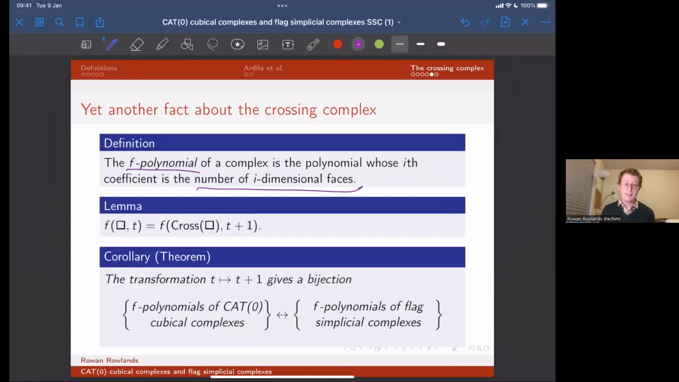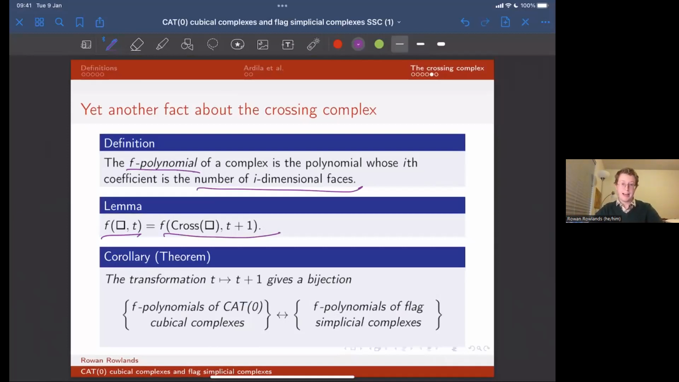But anyway, let's get into this lemma. This lemma says that there's a very strong connection between the F polynomial for the cubical complex and for its crossing complex. And what you do is, to construct the F polynomial for the cubical complex, you take the F polynomial for the crossing complex, but replace the variable t with t plus 1, then you just get the F polynomial for the cubical complex. A very neat connection between these two complexes.